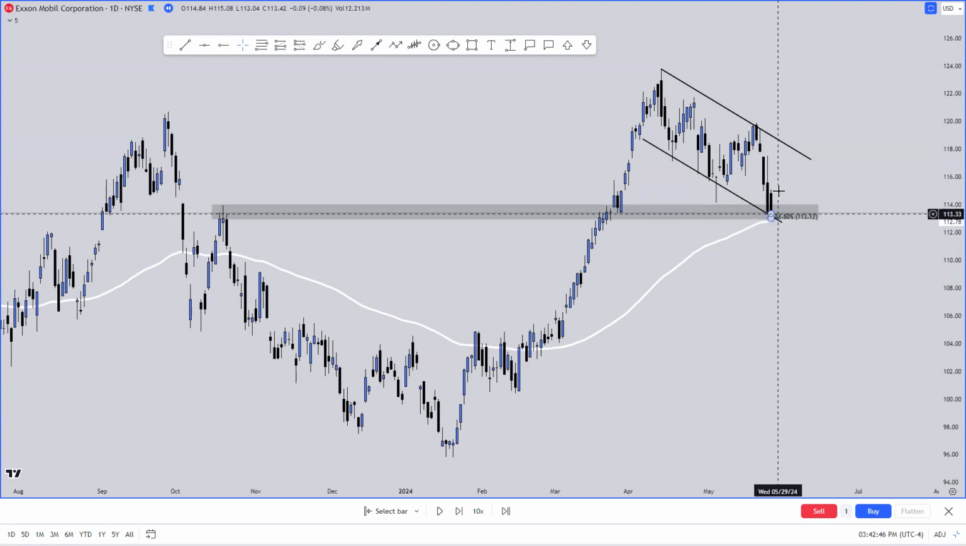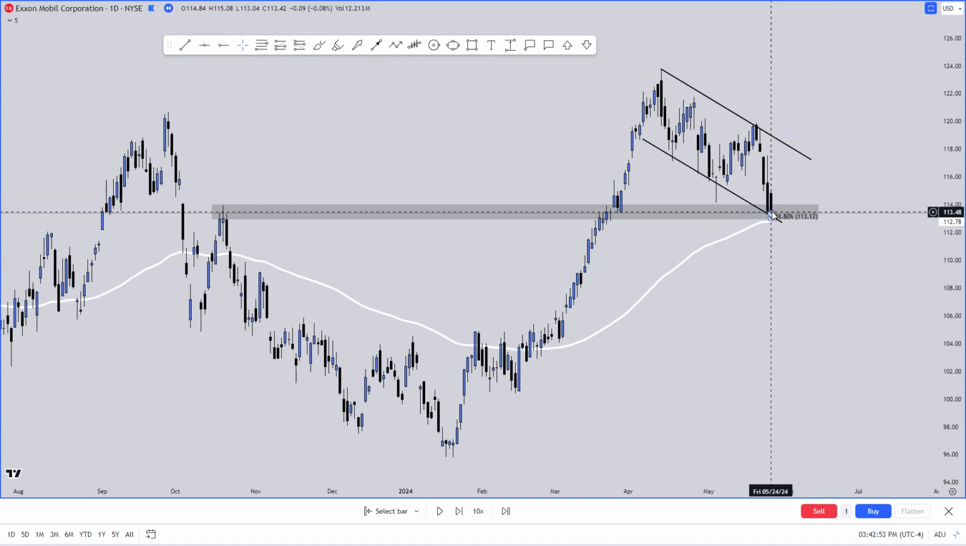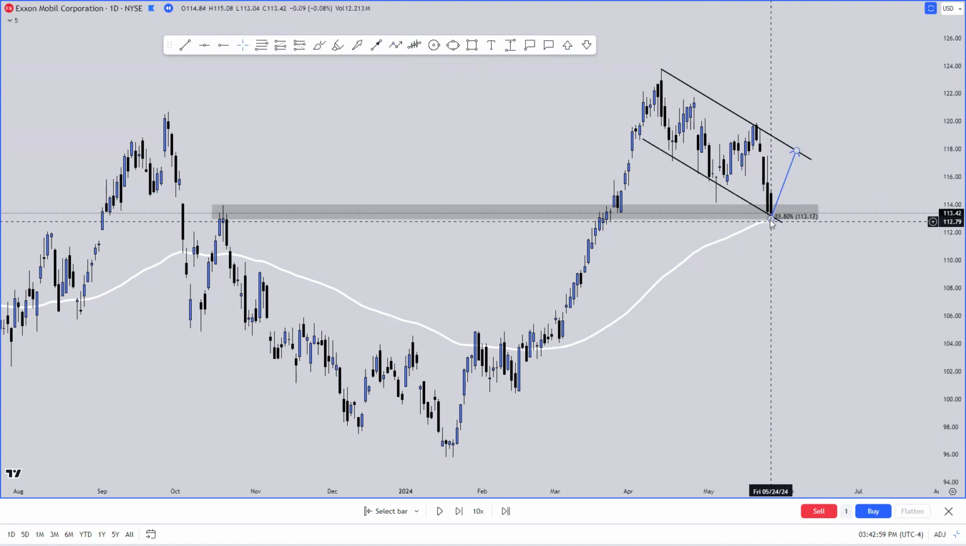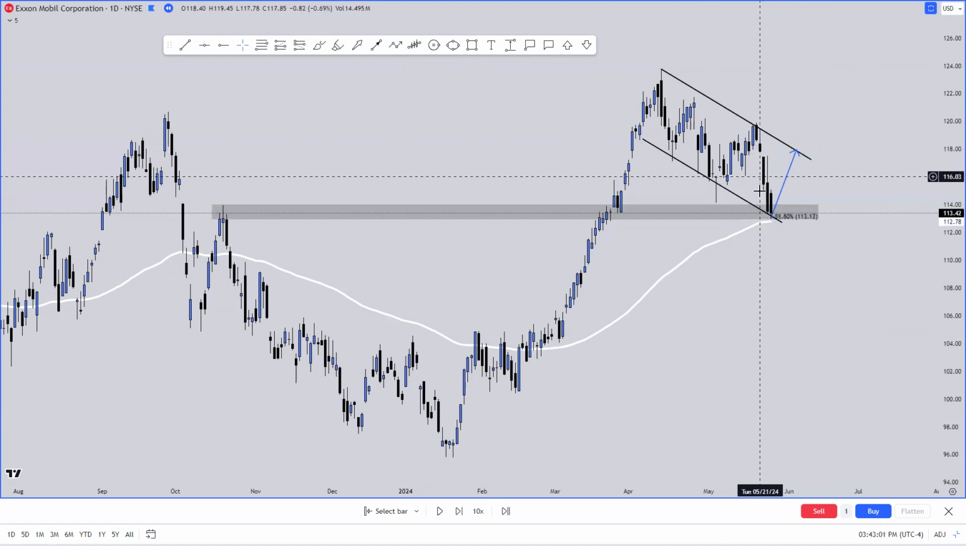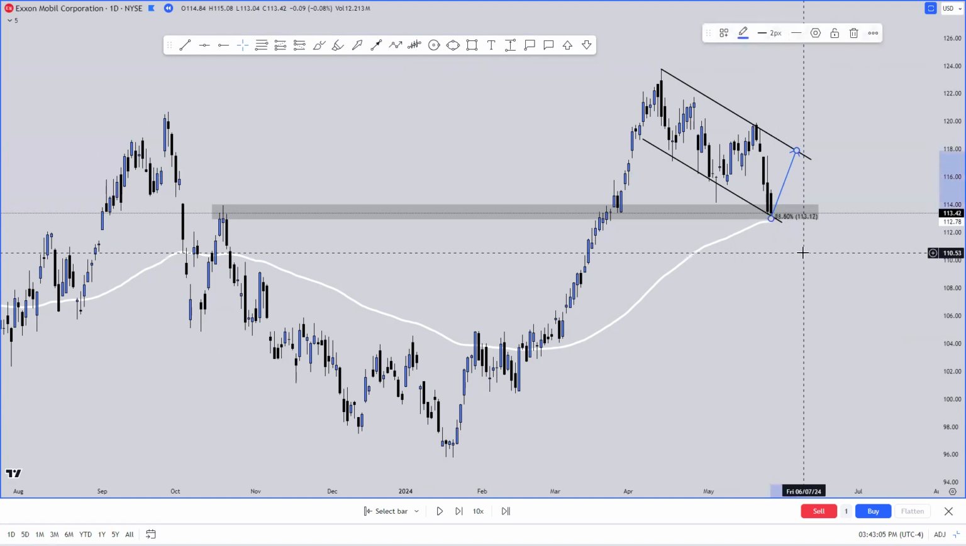So we might get a bounce here for a day trade, or we might be able to have a swing that'll go all the way up to the top. Time will tell if we'll have a swing that will take the price all the way back up here. But at least we can get some kind of reaction or some kind of bounce at this level for a day trade.